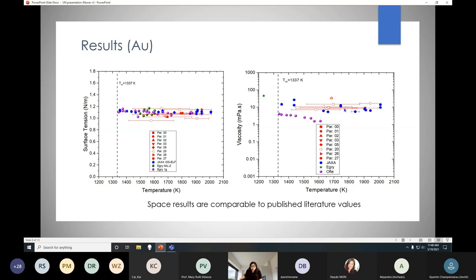The values measured from JAXA-ELF and parabolic flight are also of the same order of magnitude for viscosity, and they are also of the same order of magnitude as Egry's data point. However, the measured values are one order of magnitude higher than Ofte's values, which were measured using a viscometer.